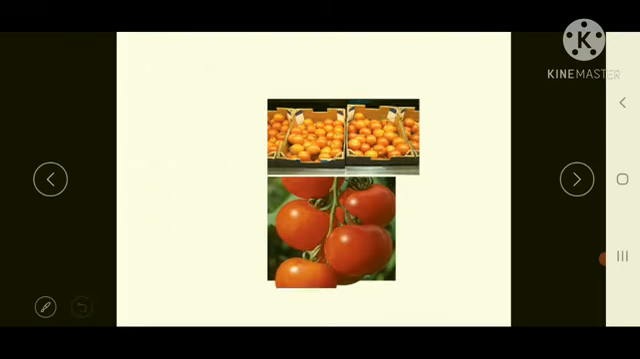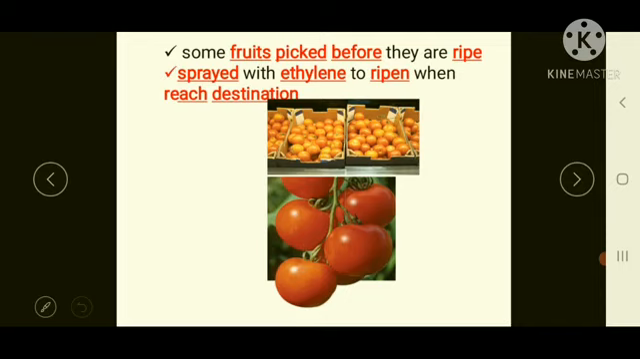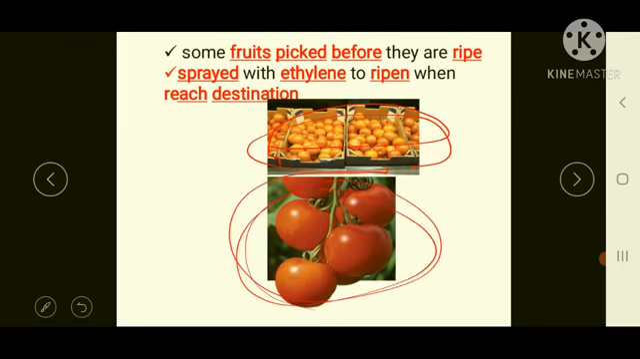So here, some fruits are picked before they are ripe. We can pick unripe, green, or yellow fruit from the mother plants. By using ethylene, we can spray it on these fruit, and throughout the process they change to red. It is changed to red by the help of what? Ethylene. By the help of ethylene, the tomato fruit become ripened, and they change their color to red.